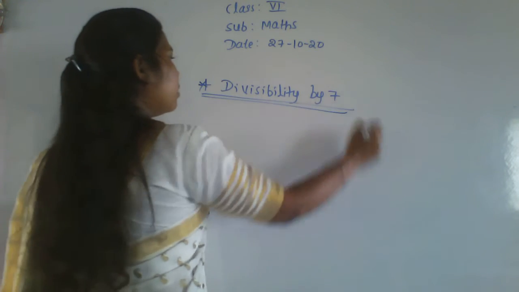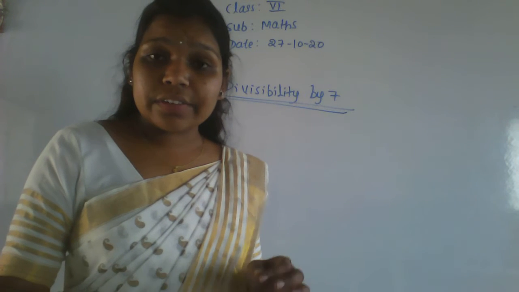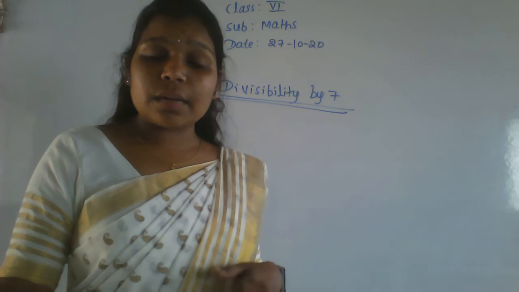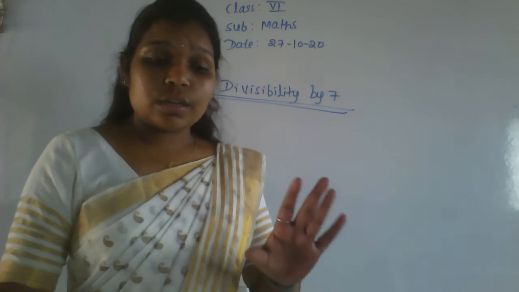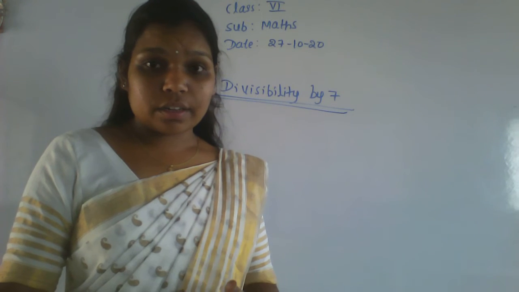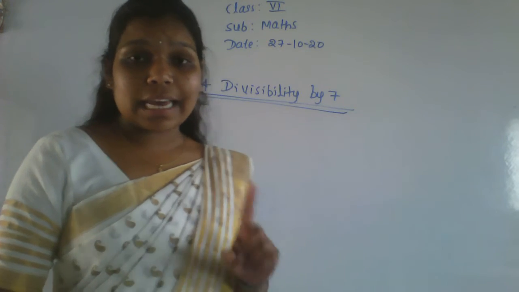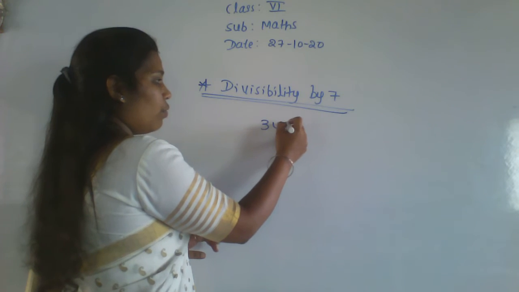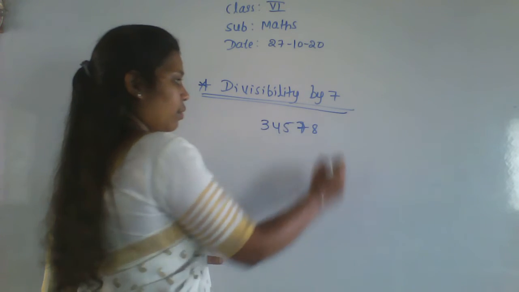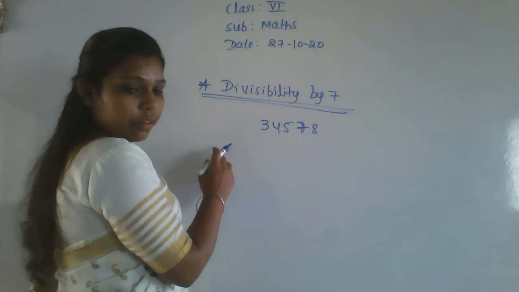Divisibility by 7 means, to check divisibility by 7, some procedures are there. Okay, some rules are there, so that we have to analyze. First point: take the last digit of a number. I'll give an example here. The example is 3, 4, 5, 7, 8. Take the last digit of that number.